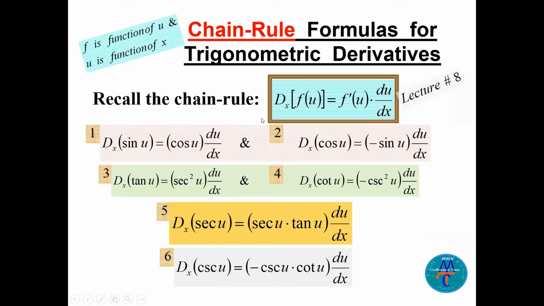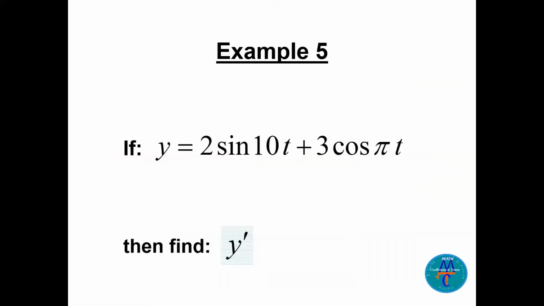Now the chain rule. We can apply chain rule if we have f is a function of u and u is a function of x. So d over dx, the derivative of f of u, is f prime of u times du over dx. This is from lecture 8. So we can apply this to sine of u, cosine of u, tan of u, cotan of u, secant of u, and cosecant of u. Same derivative, but we have to find the derivative of u because u is a function of x. Let's apply this on this example.